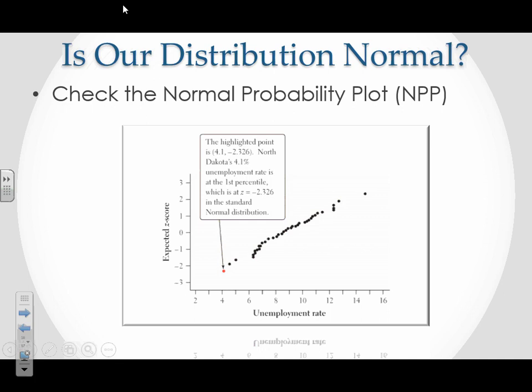Does that make sense? So you have to know how to do the 68-95-99.7 rule just in case they don't give you the data. But if they do give you the data, I would probably stick with this option every time. Sketch the normal probability plot and say it's linear, so it's approximately normal, or it's non-linear, so not approximately normal.